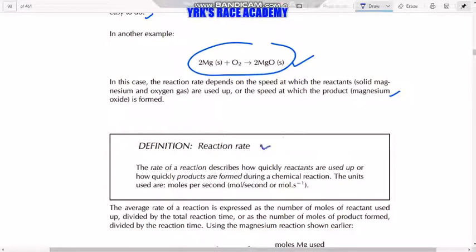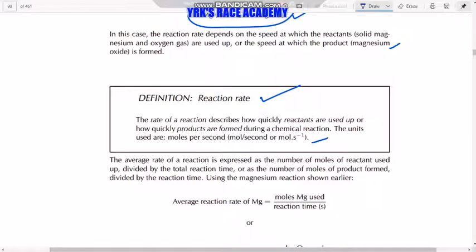So what is the meaning of rate of reaction? The rate of reaction describes how quickly reactants are used up or how quickly products are formed during a chemical reaction. The unit is moles per second, that means mol per second, mol s^-1. The average rate of the reaction is expressed as the number of moles of reactants used up divided by the total time of reaction, or as the number of moles of product formed divided by the reaction time.